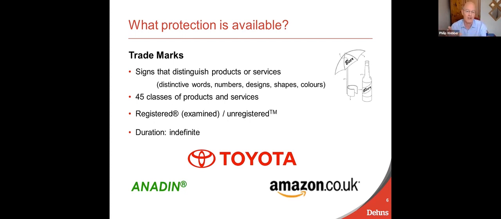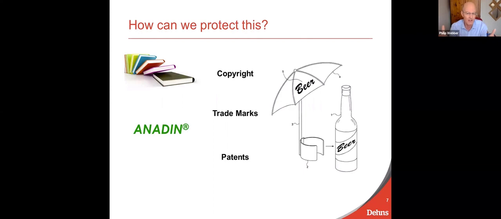And if anybody copies that, then I would have the right to stop them doing that if I register my trademark or use it as an unregistered trademark. But it doesn't cover the general concept of covering a bit of an umbrella attached to a beer bottle. And that's really what I want.